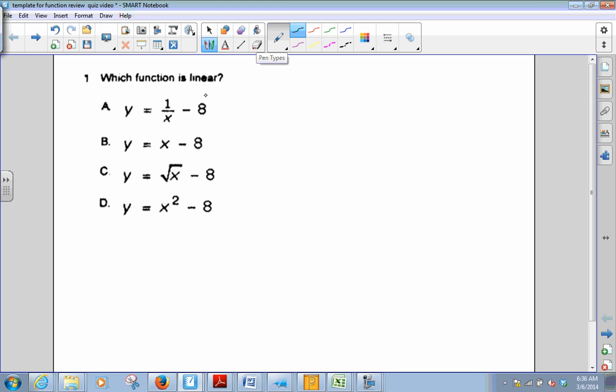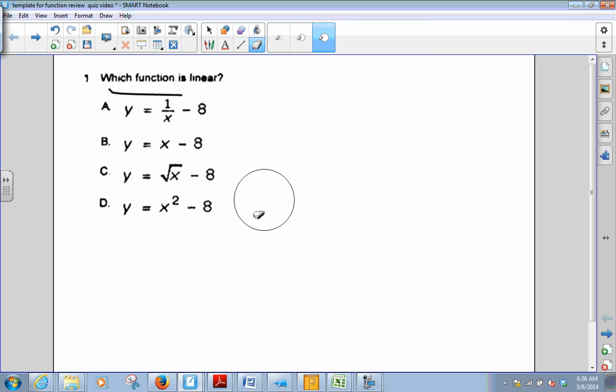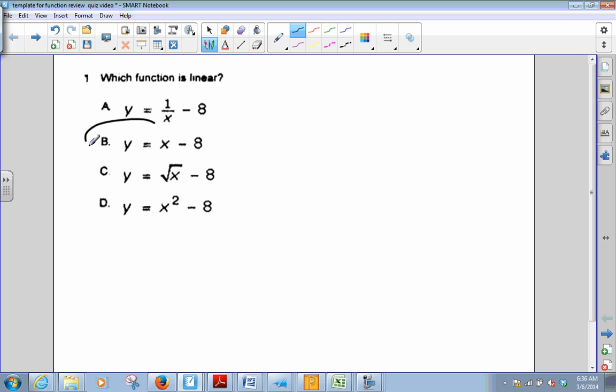So number one says which function is linear, and it gives us some choices to figure out which one is linear. Well, if we go through these, I'm actually just going to narrow down right here to answer B. So remember, it says which function is linear. That means if you were to graph it, it would form a straight line.